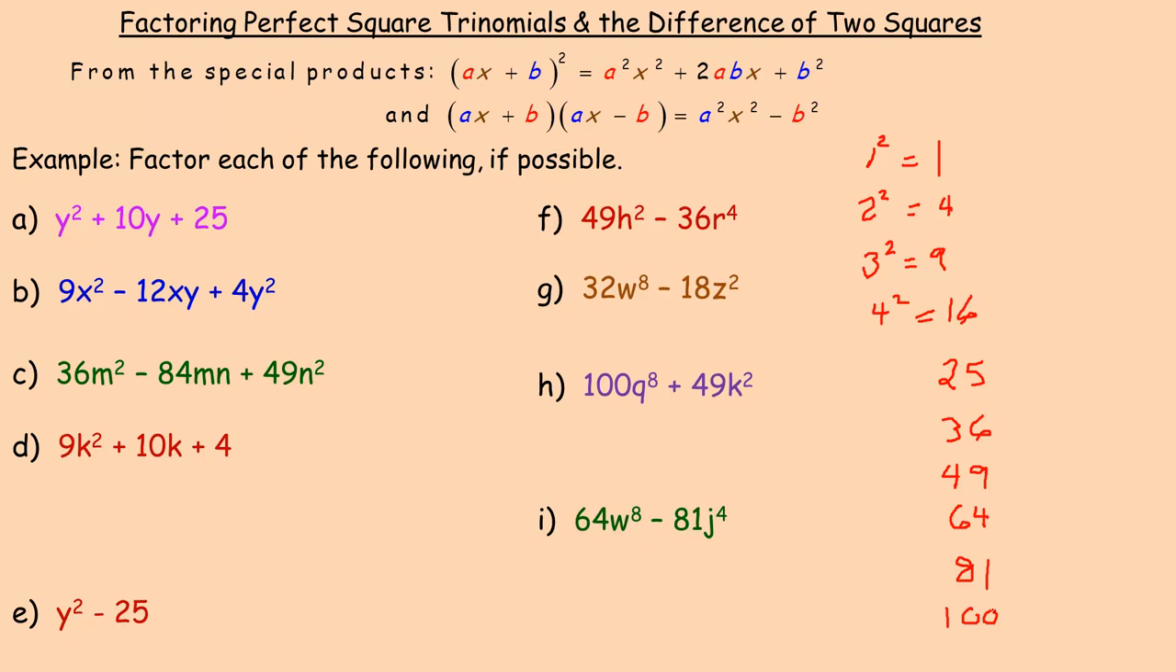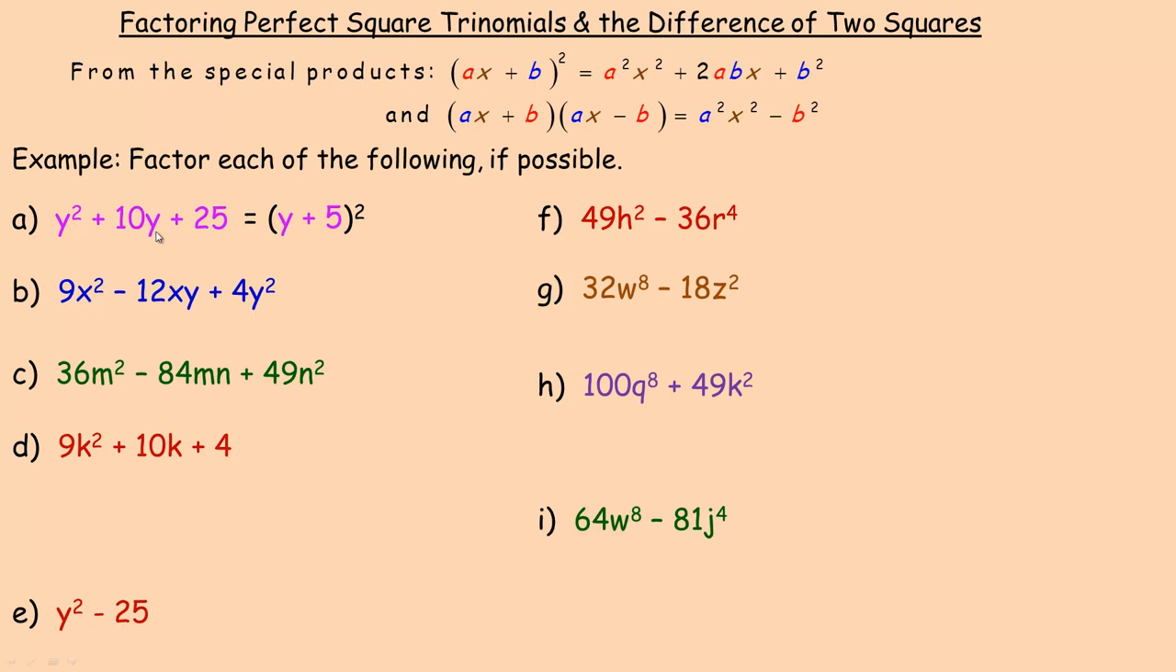But also, as soon as you see a variable with an even power, that's a perfect square. 4y squared, r to the 4th, w to the 8th, that's an even power. So those are perfect squares as well. So let's get rid of all that. So it begins with a perfect square, ends with a perfect square. So it's likely that this is a perfect square trinomial.